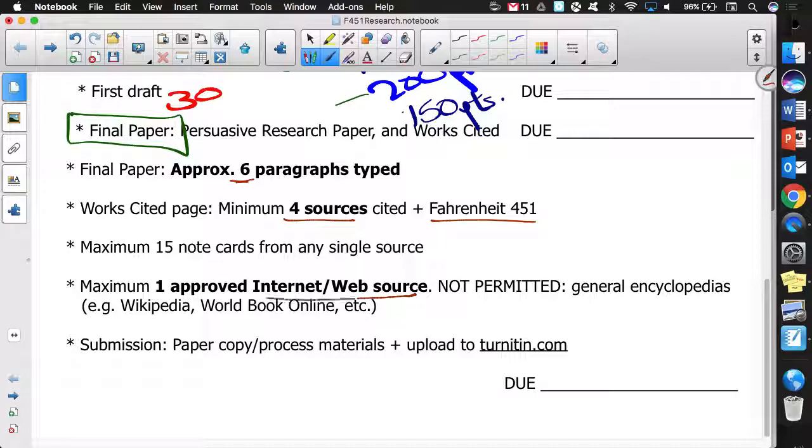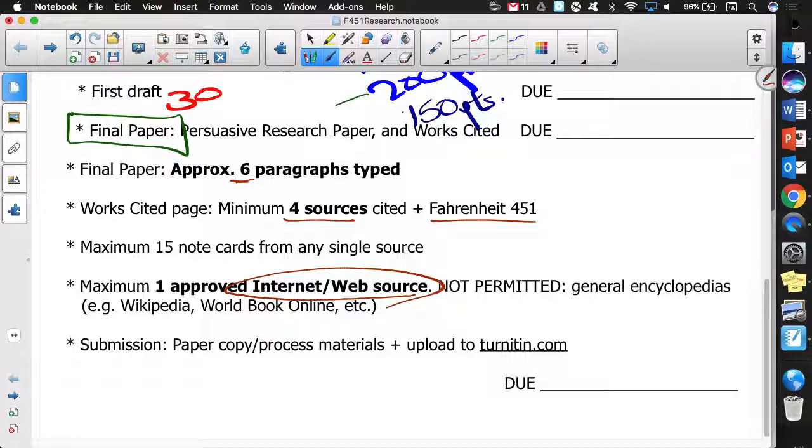If there's a website that you want to use, you come up with your own website. As long as you show it to me, I give you the thumbs up, you can use that website as well. When you do your preliminary bibliography, everyone's going to have at least 10 sources to start with, and then you can whittle that list down to the 5 that ultimately you want to use. If someone wants to use 6 or 7 sources, that's fine, but the minimum requirement would be 5.